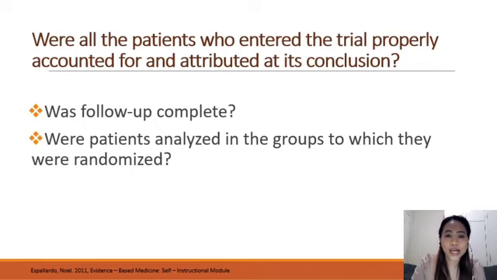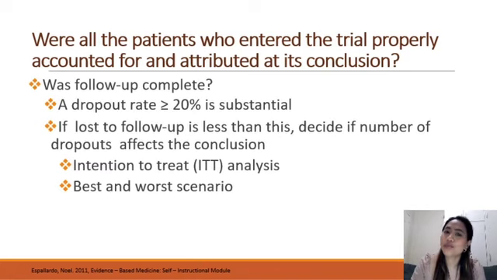The second question under primary validity guide has two sub-questions under it. The first sub-question is regarding completeness of follow-up. To answer this, we need to know the dropout rate of the study. If substantial, it would lead to questionable validity of the conclusions. In general, a dropout rate of greater than or equal to 20% is substantial.